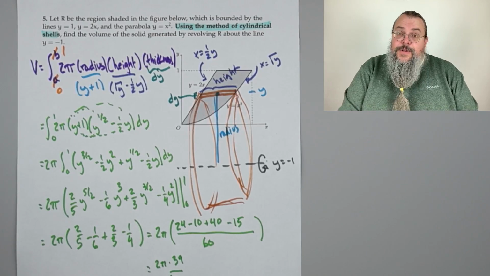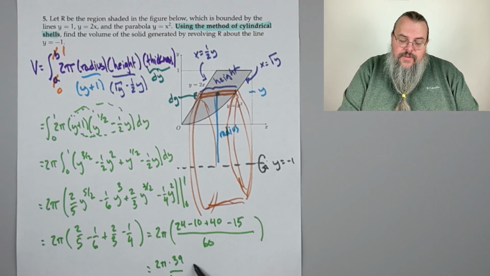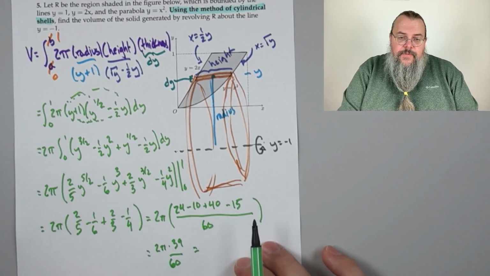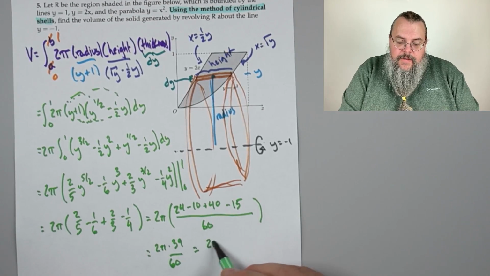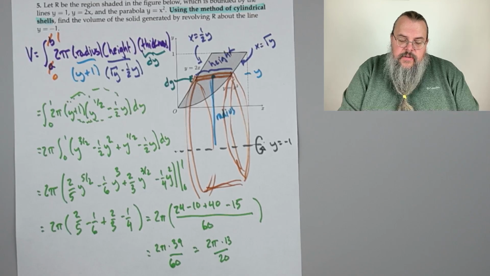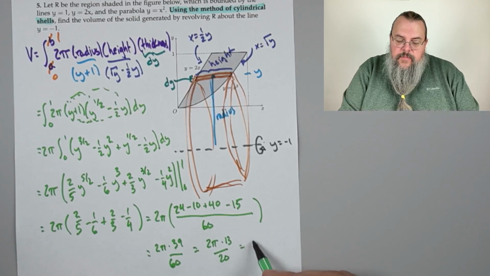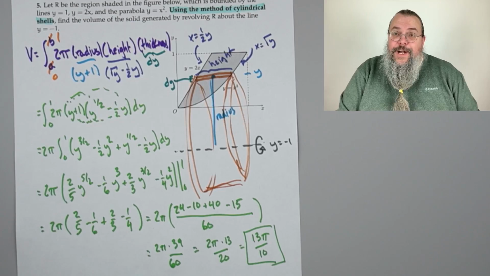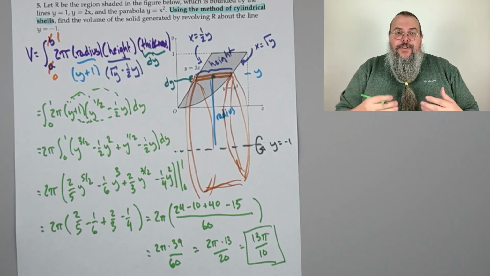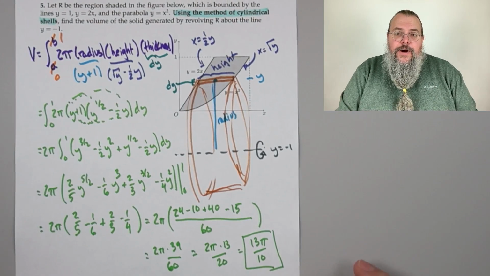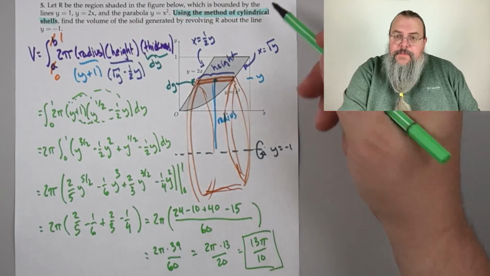Well, good news, 39 is divisible by 3. So that's the same as 2 pi times 13 over 20. You say, oh, well, wait, the 2 goes into 20. Okay, so that's the same as 13 pi over 10. And that seems a pretty good place to stop. 13 pi over 10, and there we go, all fitting nicely. We even fit it on the screen.